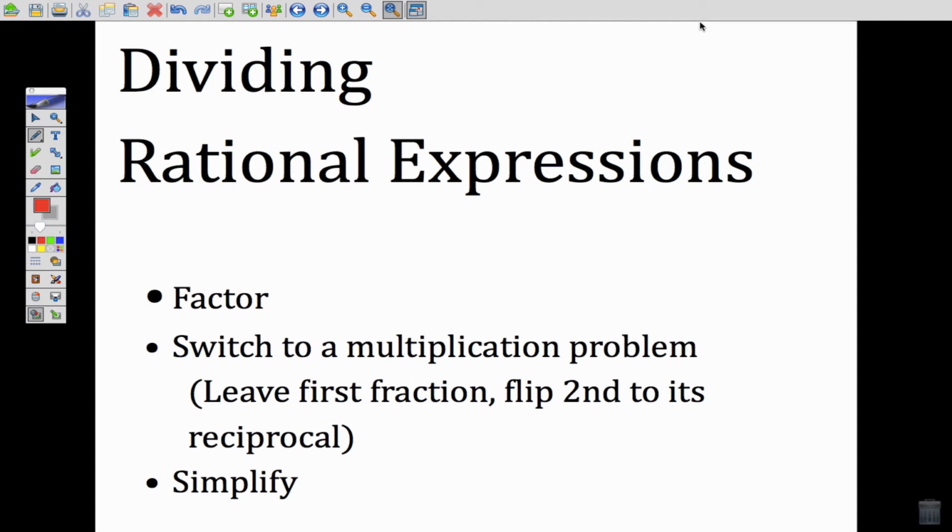All right, in this video, we are going to look at dividing rational expressions. And the process is factor everything you can, and then you're going to switch it to a multiplication problem. So leave the first fraction alone and flip the second to its reciprocal, and then you can multiply and then simplify. So it's equivalent to a multiplication problem once you make that switch.